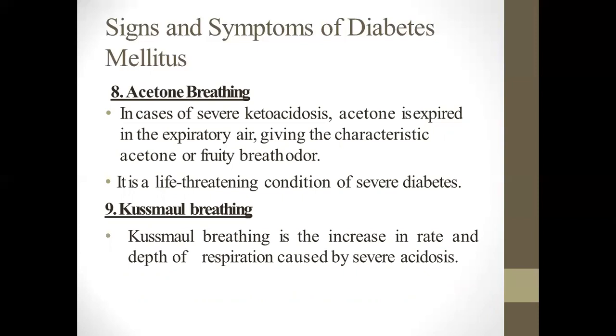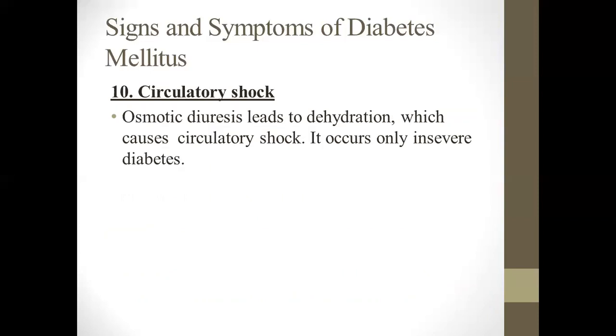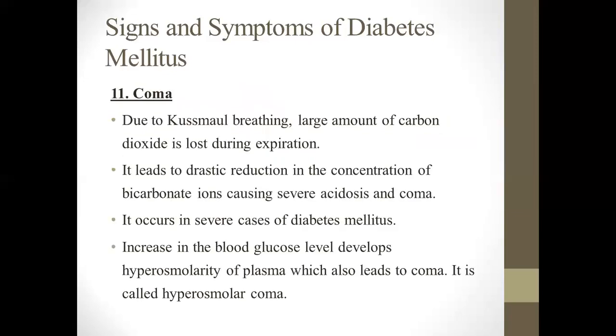Kussmaul breathing is an increase in the rate and depth of respiration. You can say there is deep inhalation and deep exhalation. Then circulatory shock: osmotic diuresis leads to dehydration and may lead to circulatory shock. Different conditions accumulate with each other and cause a coma when there is deficiency in insulin, and the glucose level will also decrease, because a diabetic patient may face a high level and a low level of glucose at the same time.